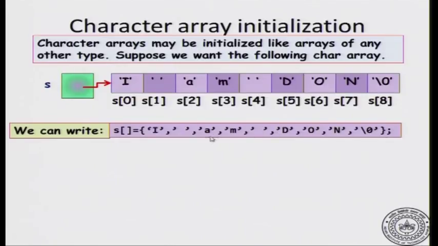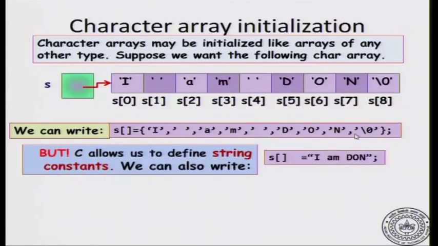Notice that each character is enclosed in single quotes. So, the space character is a space enclosed in single quotes, and so on until the last, which is a null character, which is \0 enclosed in a pair of single quotes. But C also allows us to define what are known as string constants.